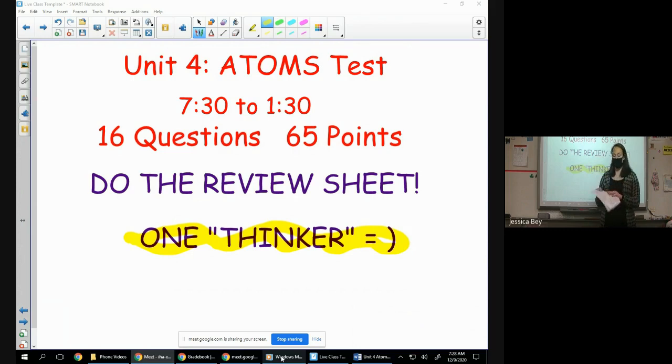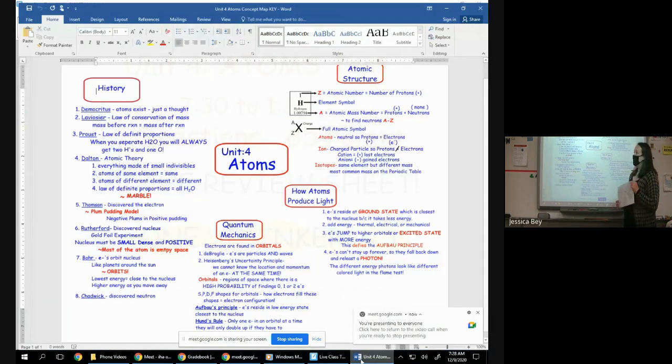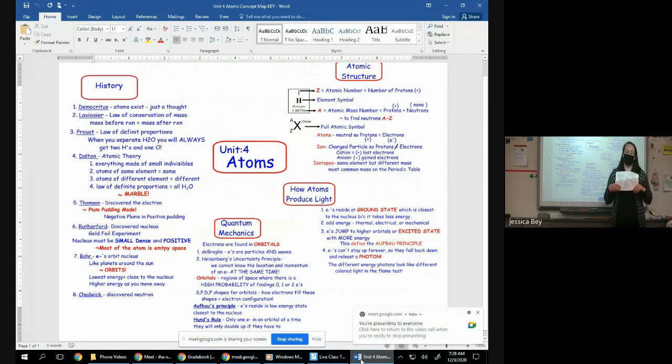Two things today. I was going to make you go through and do all of this concept map, but I decided against it. So I have printed a concept map for you. It has all the scientists in order. It has a little bit about quantum mechanics. You might want to read through that and highlight some information on here: your atomic structure information, and then how an atom emits light.